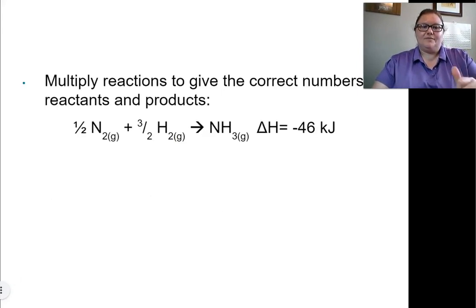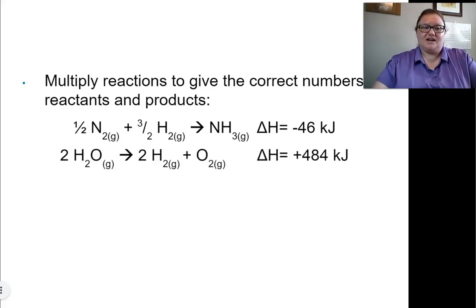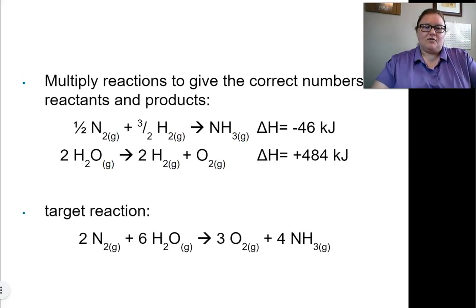What we need to do now is manipulate these coefficients so that we have things cancel out that we want, and we have others match that target. So here again is our target. We want 2 as a coefficient for the nitrogen. We start with 1/2. We have 6 as a coefficient for the water. We're starting with a 2.